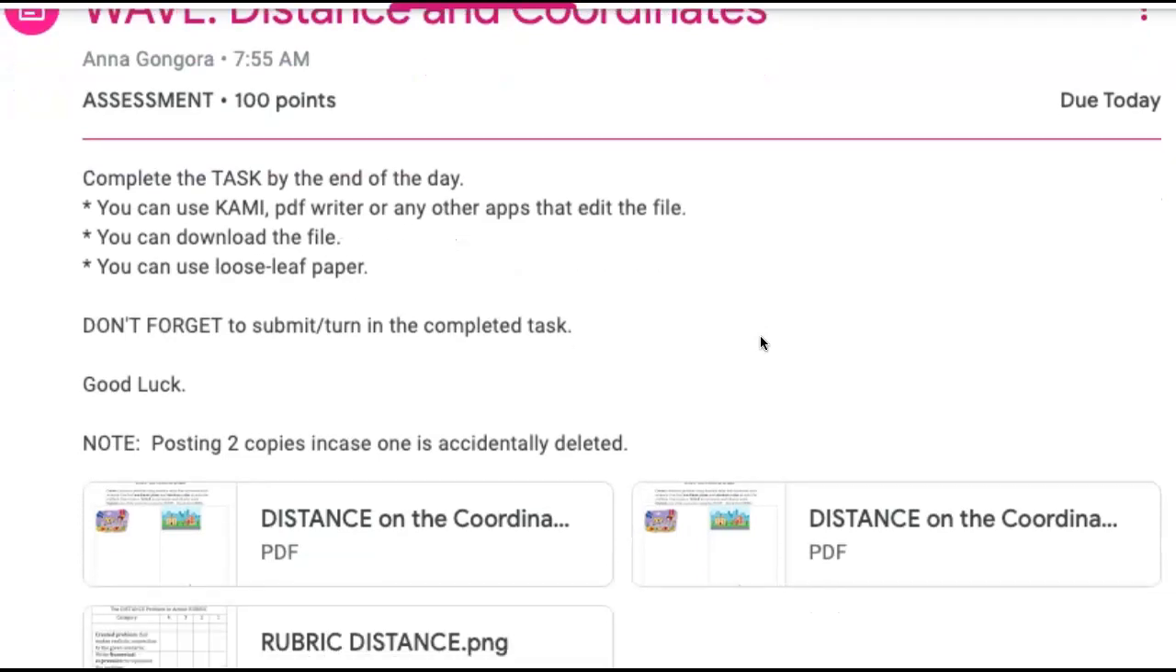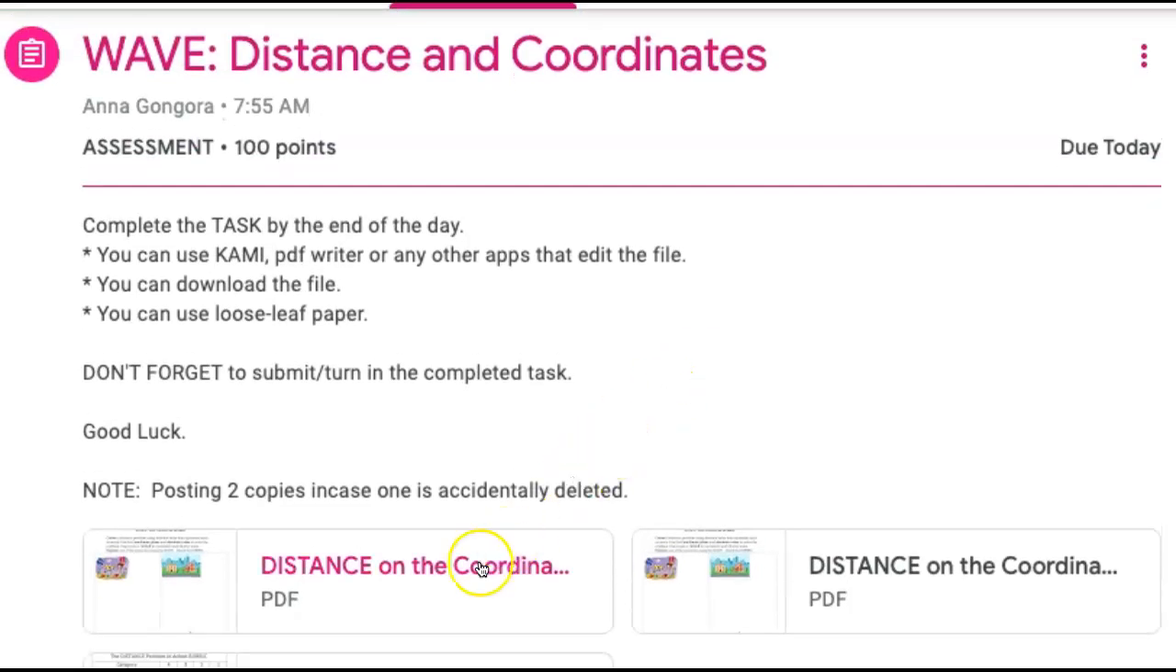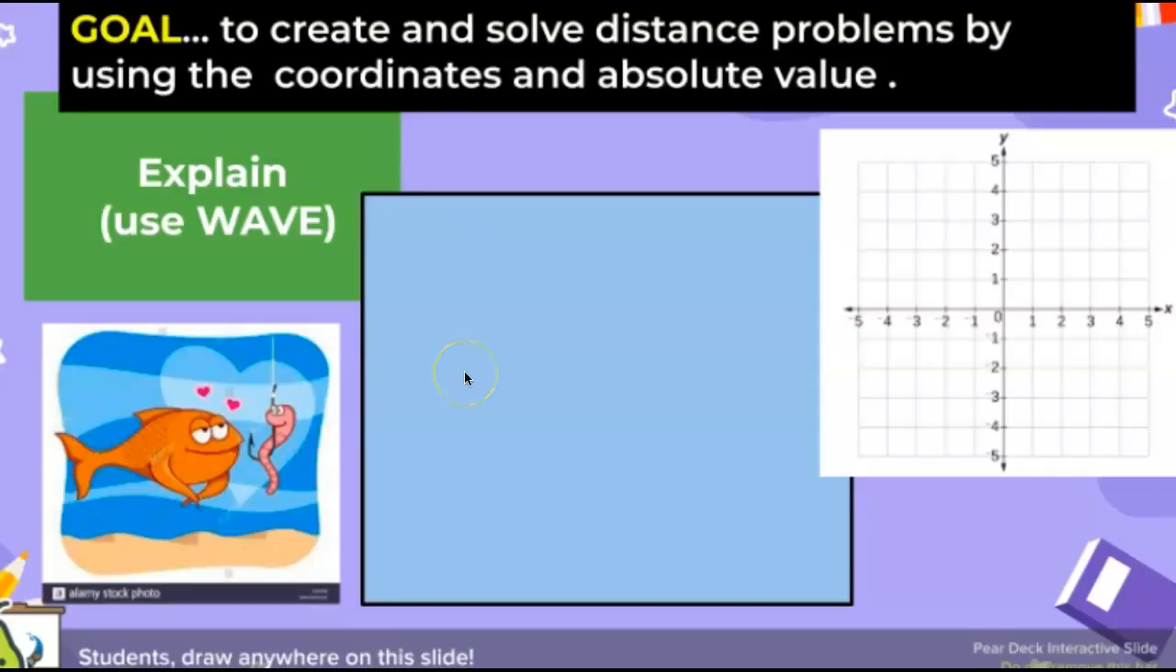If you're using Kami or Google, make sure you save it first as PDF. Do not send it to me as a link because I may not be able to open it. There are times I can, but most of the time I cannot. So play safe and just send it to me as a PDF file. Okay.